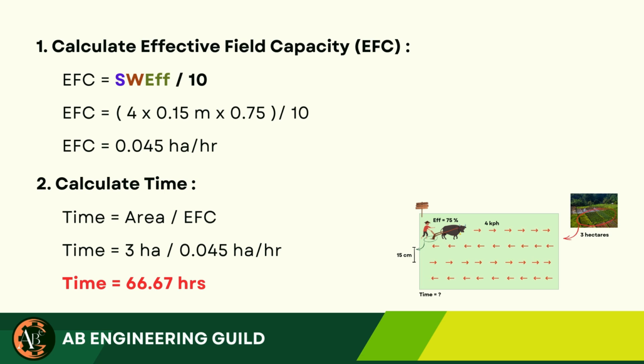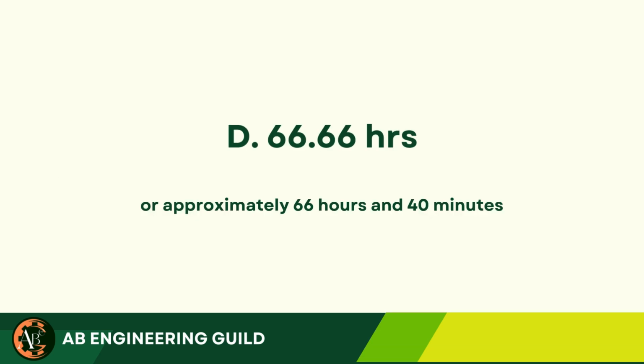That means, in 1 hour, the plow can cover 0.045 hectares of land. To find the total time needed, we divide the total area by the EFC. So, 3 hectares divided by 0.045 hectares per hour equals 66.67 hours. That's approximately 66 hours and 40 minutes. So if you're using this setup, expect to spend nearly 67 hours plowing the entire field. It's a long haul, but with steady pacing and good planning, it's absolutely doable.